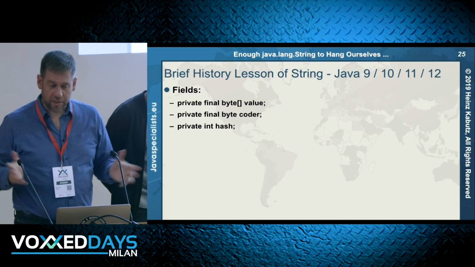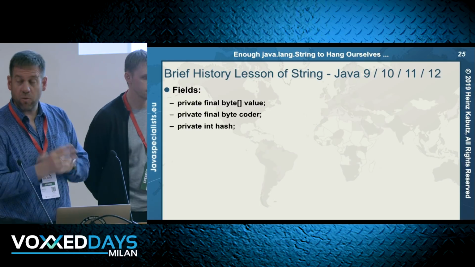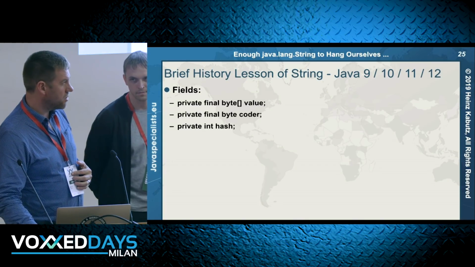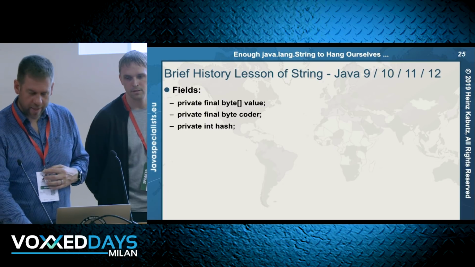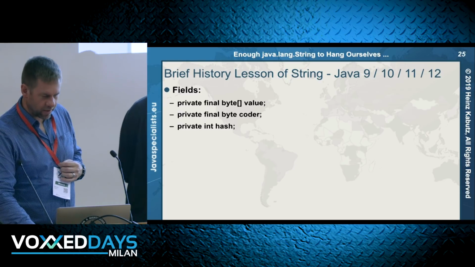Java 9, they changed the byte array. I'm sure you've heard that. They've also got a coder byte to say what the encoding is, if it's UTF-16 or Latin 1. They don't like the Greeks, they only want Latin 1.